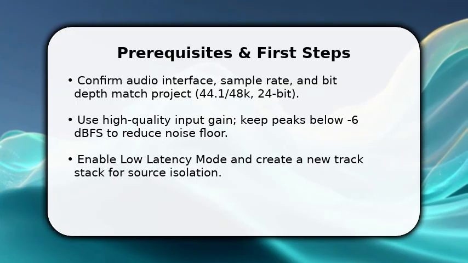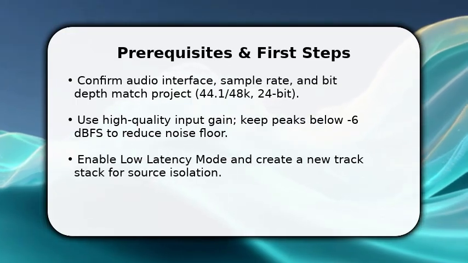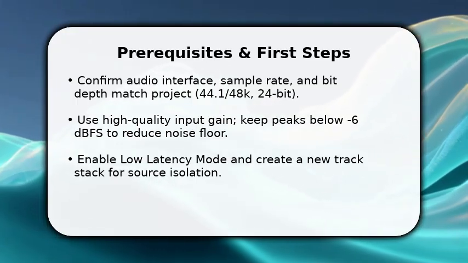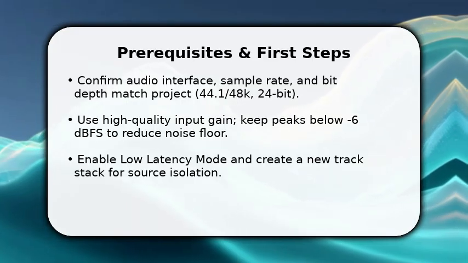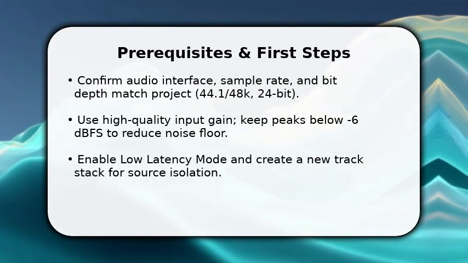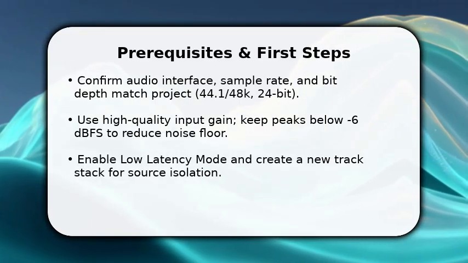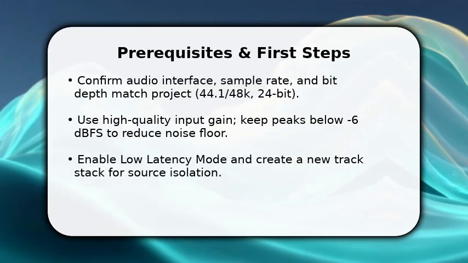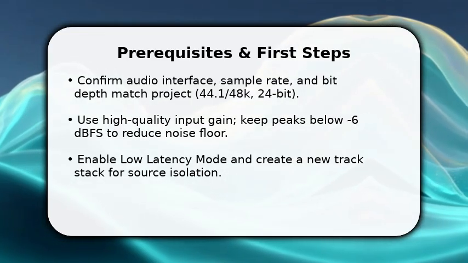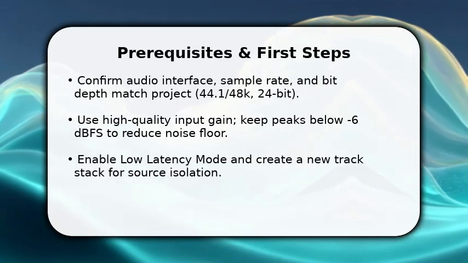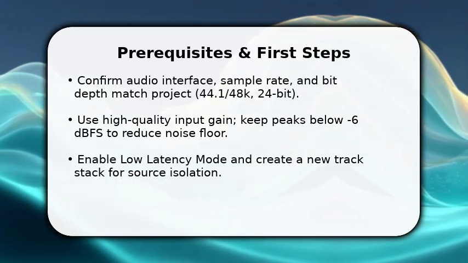Make sure your interface and project settings match so Logic isn't fighting format conversions. First, set input gain so peaks sit below -6 dBFS. This reduces inherent noise. Once done, enable low latency mode to avoid plugin-induced hiss while tracking, and route the source into a focused track stack so you can process it independently.